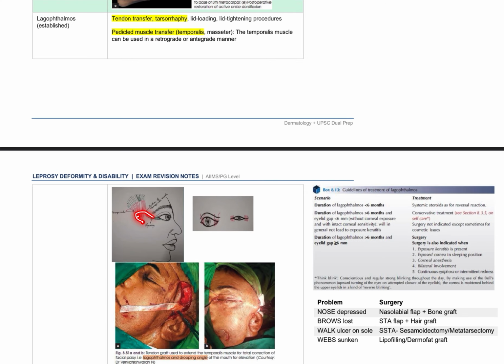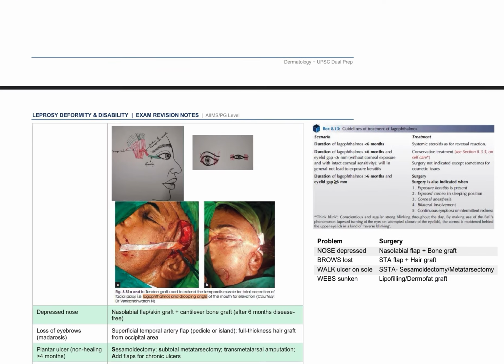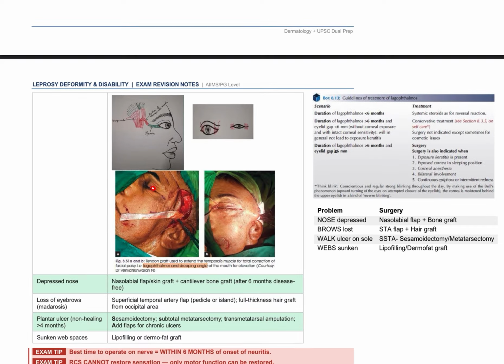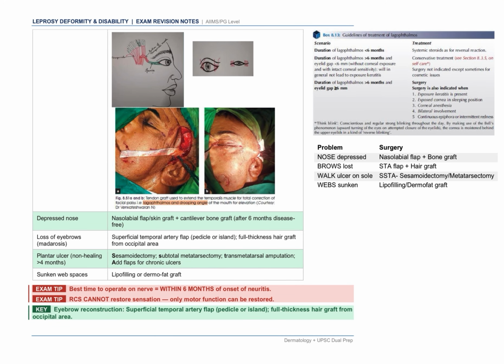So temporalis is taken. Temporalis can be used in retrograde or antegrade manner. This temporalis can be used for the eyes or also for the angle of the mouth. And other problems requiring reconstruction surgery: if the nose is depressed, nasolabial flap or bone graft. Bone graft is the cantilever.